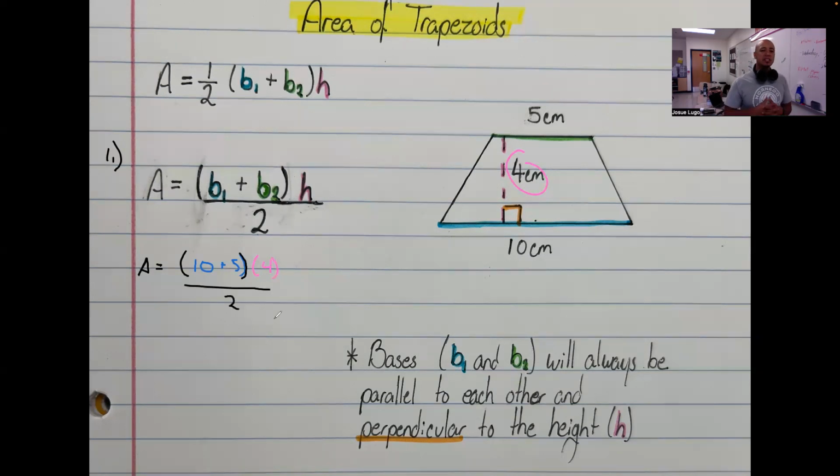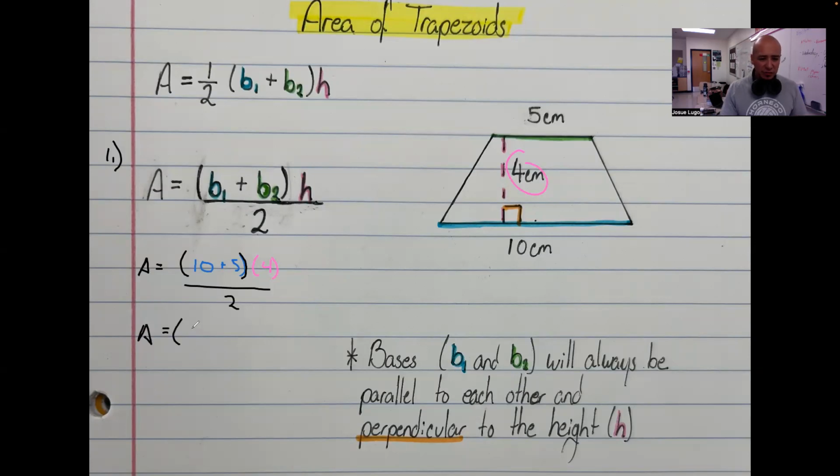So again, we add the bases, 10 plus 5, we multiply by 4, and then we divide by 2. Ladies and gentlemen, as long as you are adding the bases first, it doesn't matter if you multiply by the height and then divide by 2, or divide by 2 and then multiply by the height, you're going to get the same answer.